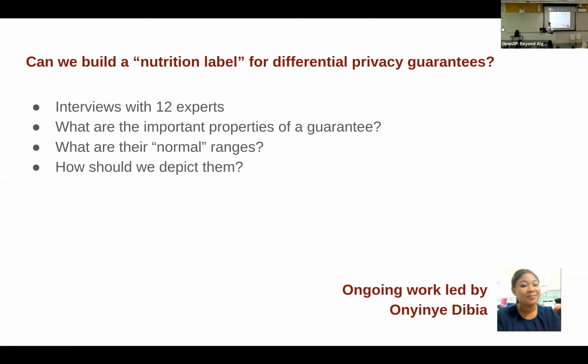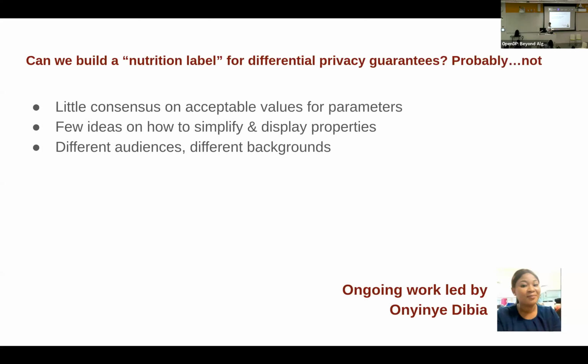And so we have been doing some interviews with experts to ask them, how should we do this? In particular, are there things that we can tell people along with, what is the normal range for this thing, so that somebody who doesn't know that normal range can evaluate whether the particular point you've chosen is good or not? And we've done a bunch of interviews now, and the general consensus is, no, you can't do this. Or at least we can't do this now.